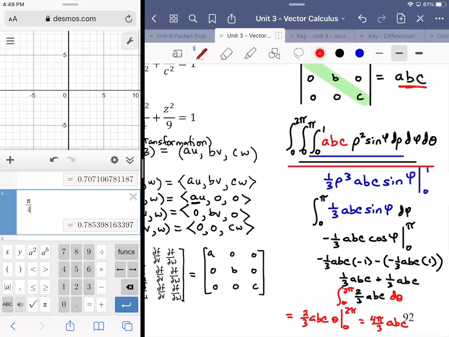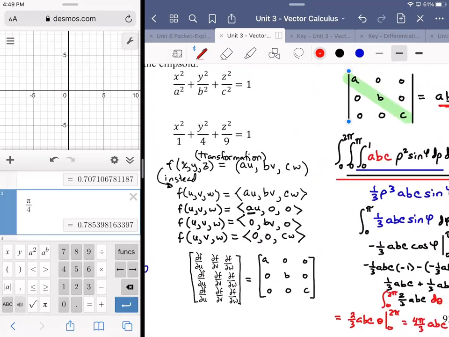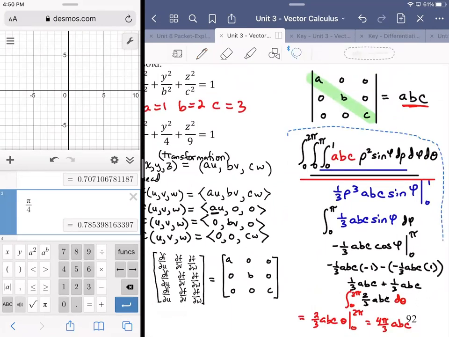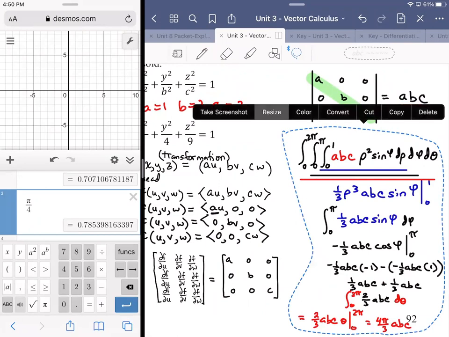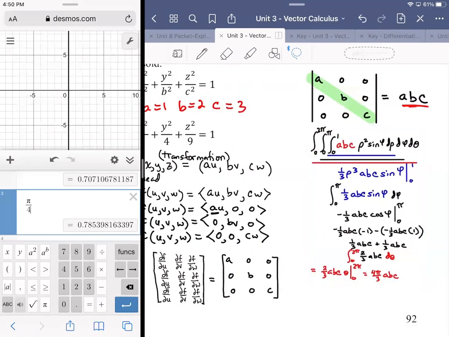All right, so then it's just a matter of multiplying it by the A, B, and C values, and then we'll have our answer. So the A, B, and C values, just kind of jot it over here. A is equal to 1, B is equal to 2, C is equal to 3. Those would get chucked in there. So we would be looking at 4 pi over 3 times 1 times 2 times 3. And so that's going to give us an 8 pi. And so that would give us the volume of the ellipsoid.